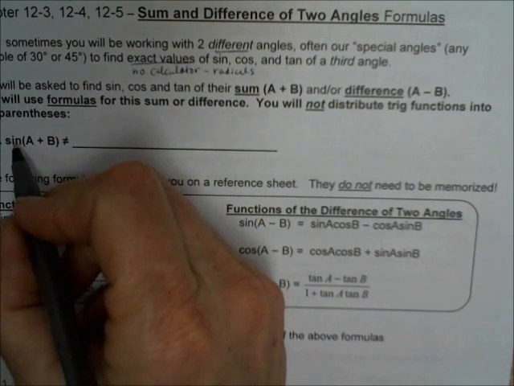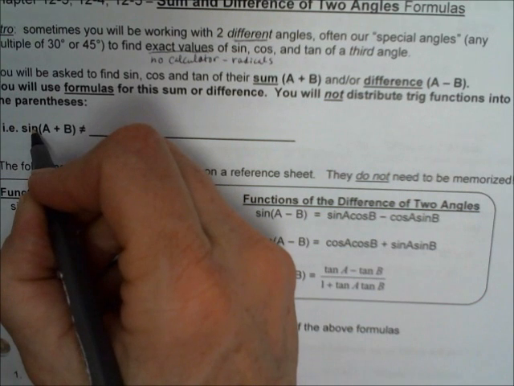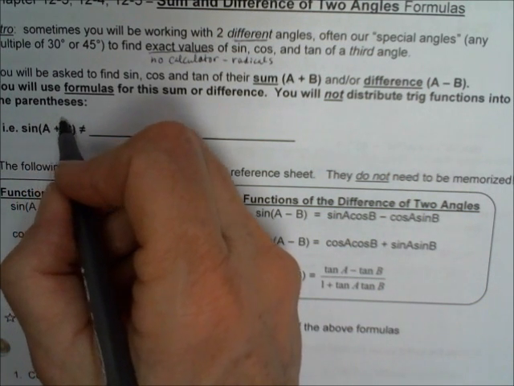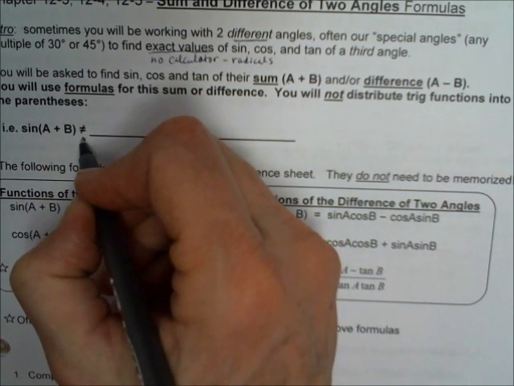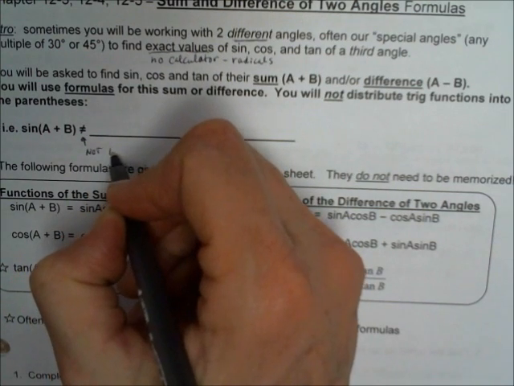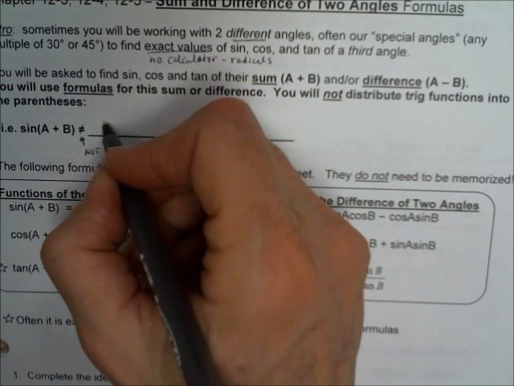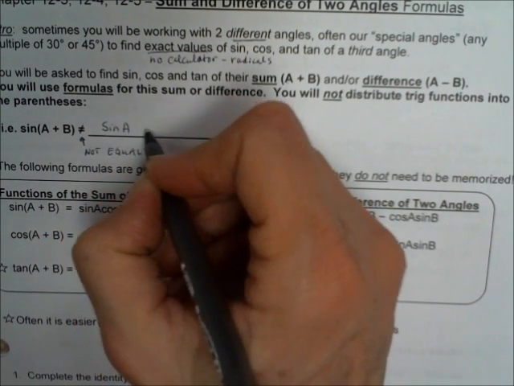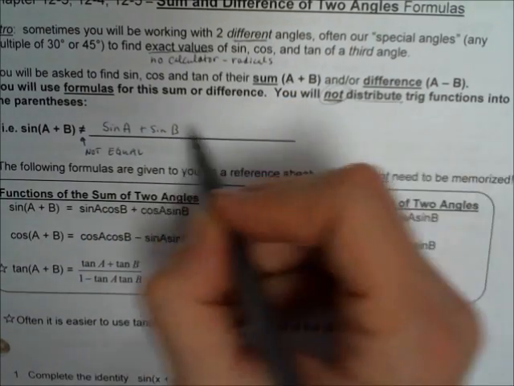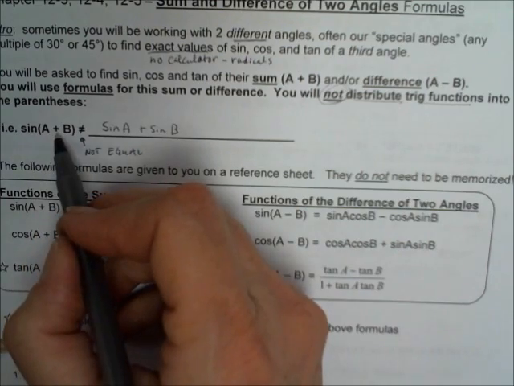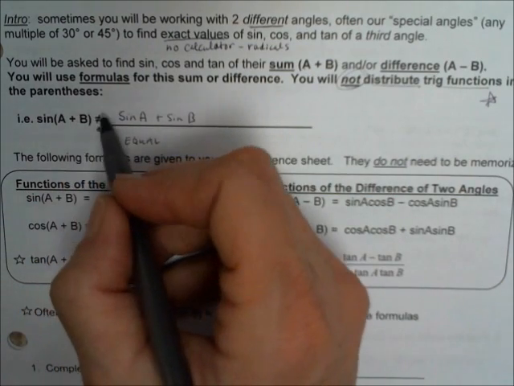When you have the sine of a plus b, it is so tempting to take this sine function and distribute it into the parentheses and call this the sine of a plus the sine of b. But this is not equal. The sine of a plus b is not equal to the sine of a plus the sine of b. You do not distribute trig functions, which is a sine, cosine, tangent, into parentheses. This is a really, really important concept, so please don't ever do that.